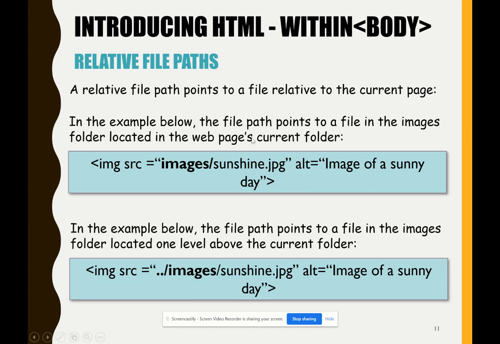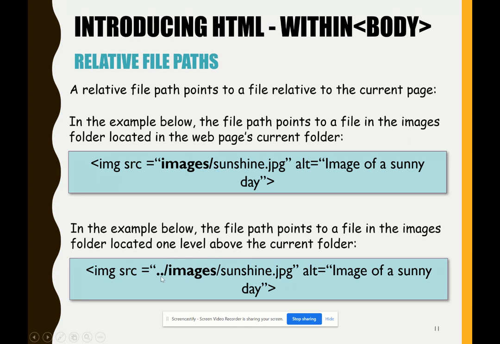In this example here, we've got an images folder, and it's got my sunshine JPEG file within it. So all I need to do then is just put in this images/ in front of the image that I'm looking for. In this example, my images folder is located a level above the current folder, so it's not actually contained within my sample website folder anymore, it's actually above that.